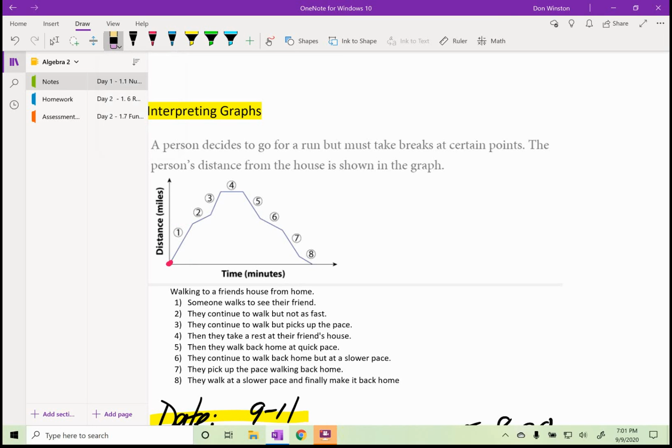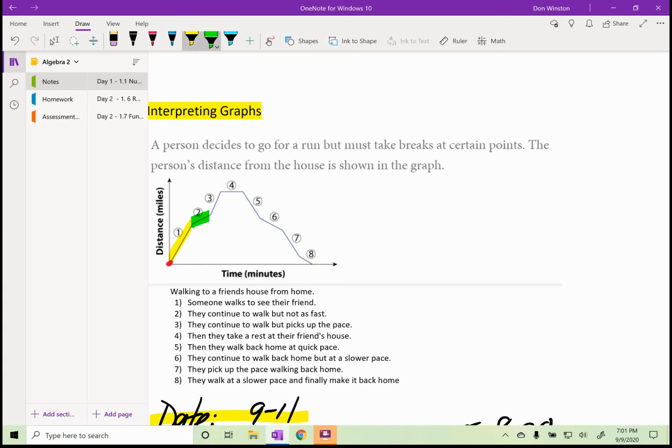Line 1 represents someone walking to see their friend. And then line 2, they continue to walk but not as fast. How do I know that? If you take a look at the slope, the slope for line 1 is a lot steeper than it is for line 2, which means that they were walking faster when they started out, but then they kind of slowed down.